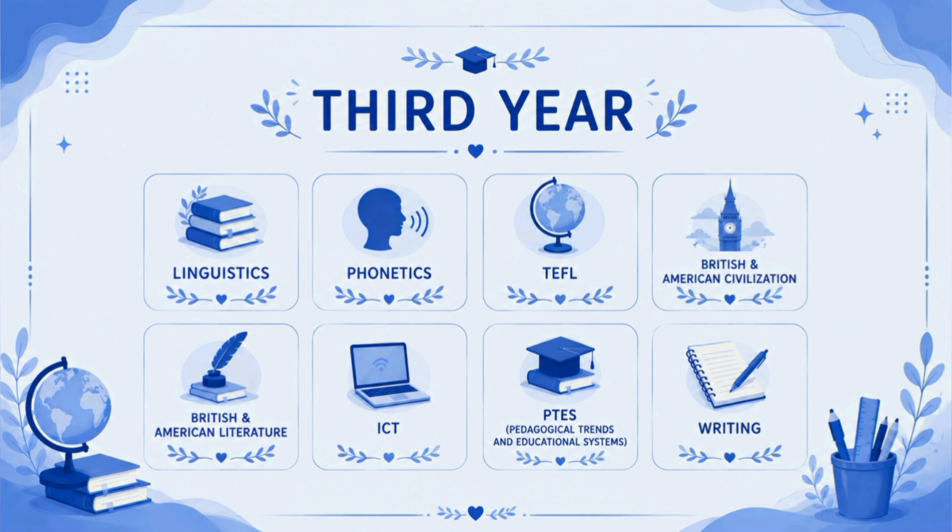Also, you will have 4 TDs. You will have TD in writing and grammar. You will have TD in British and American civilization. You will have TD in British and American literature, and you will have TD in speaking and phonetics. And you know, when I say TD is very important, if you want to have a good annual average, make sure you attend all the TDs and interact a lot with your teacher, and make sure they know you by name.